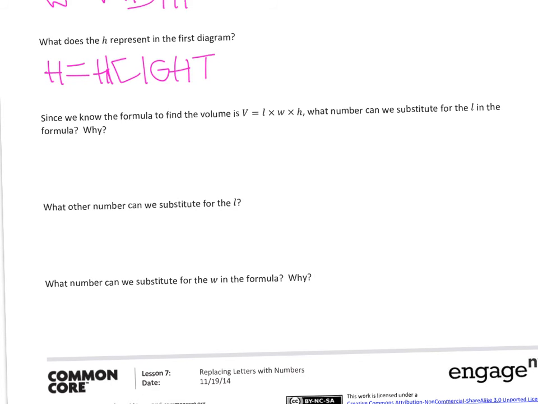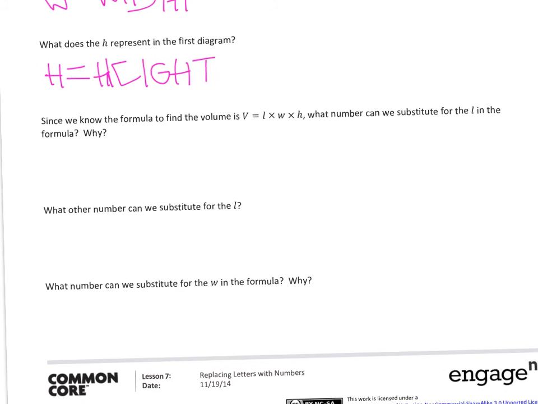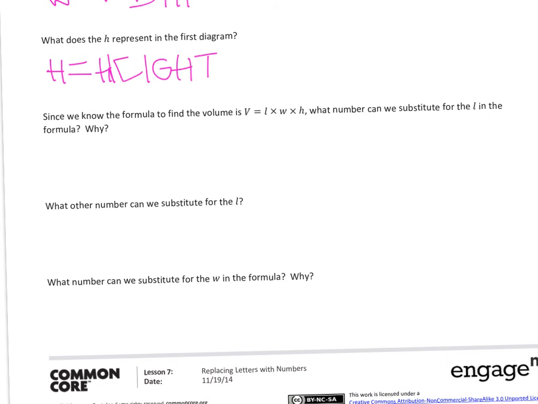So we know that the formula to find the volume of something is length times width times height. What number can we substitute for the L in the formula? Well, if you look at the rectangle that's labeled, you'll see that the 6 is the length. So we'll substitute 6 for L. What other number could we substitute? We could substitute any number depending on the size of the prism. So we're going to say it depends on the size of the prism.